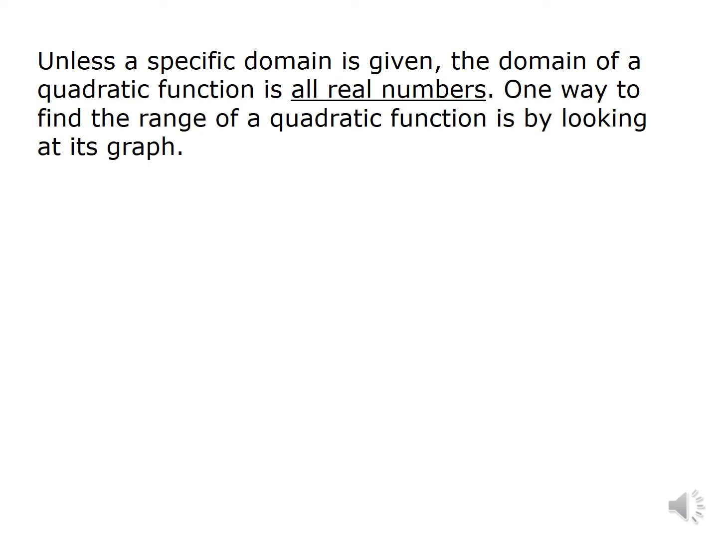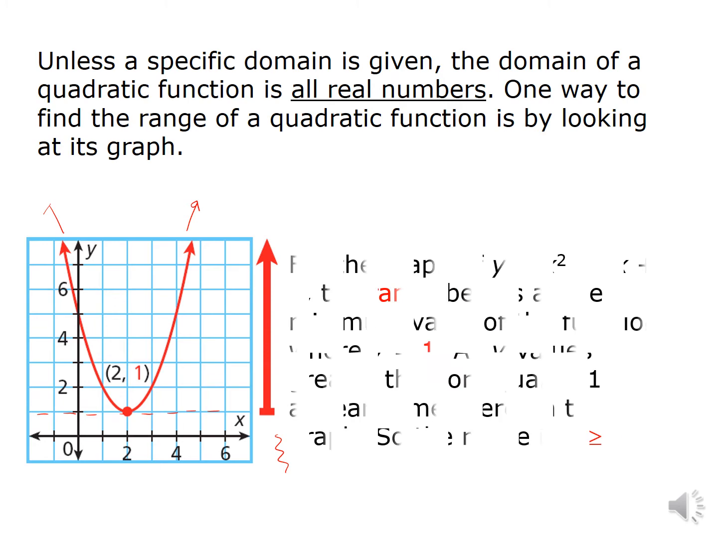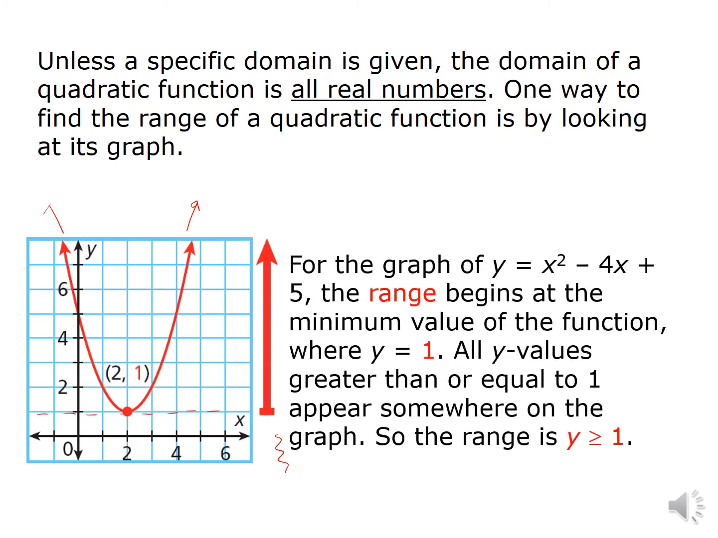Unless a specific domain is given, the domain of a quadratic function is all real numbers. One way to find the range of a quadratic function is by looking at its graph. So I can see it goes on forever, and it's going to cover all the x's. So my domain is all real numbers. But my range has a limit because there are no y values below here. So to describe my range, I would look at my minimum value, where y equals 1, and then all the values that are greater than or equal to 1 appear somewhere on the graph. So the range is y is greater than or equal to 1.